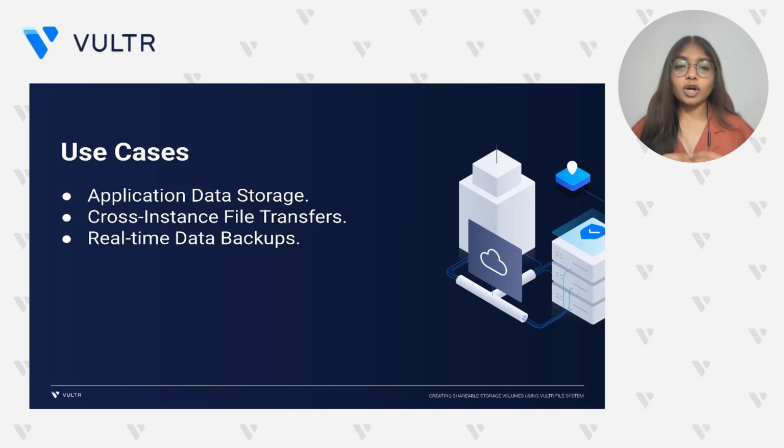Now that we know what Vultr File System is, to understand where it really fits in, let's consider some key use cases. Whether you're running databases, web apps, or AI/ML workloads, Vultr File System provides a centralized storage solution that multiple instances can access. With Vultr File System, you can easily share files between different cloud instances without setting up network file shares or using third-party transfer tools. Since multiple instances can access the same volume, backups are synchronized and happen without disrupting active workloads.